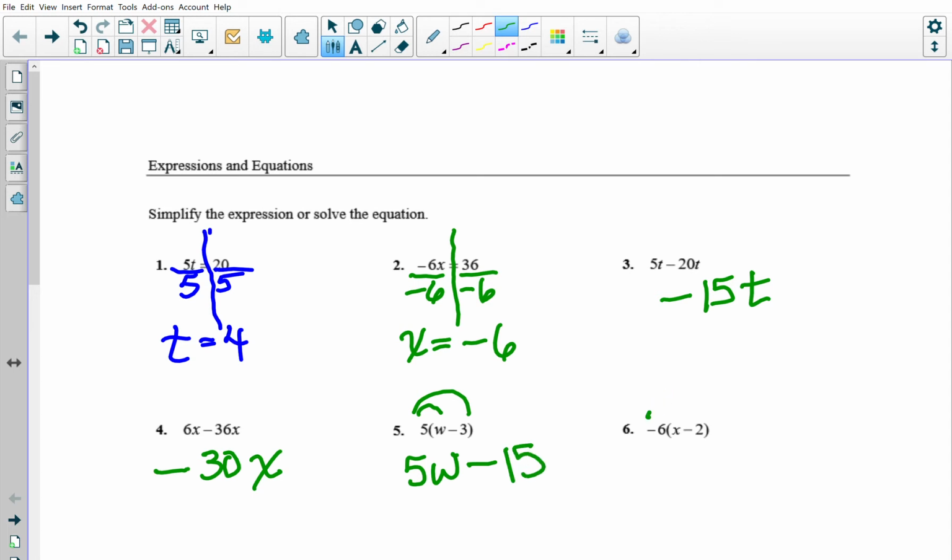Number 6, I'm distributing the negative 6. So I multiply twice. First negative 6x, and then negative 6 times negative 2 is positive 12.